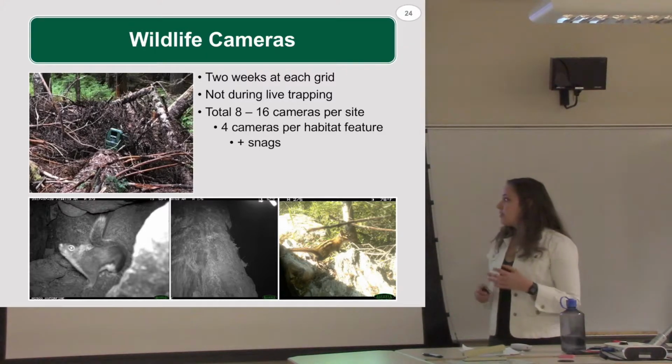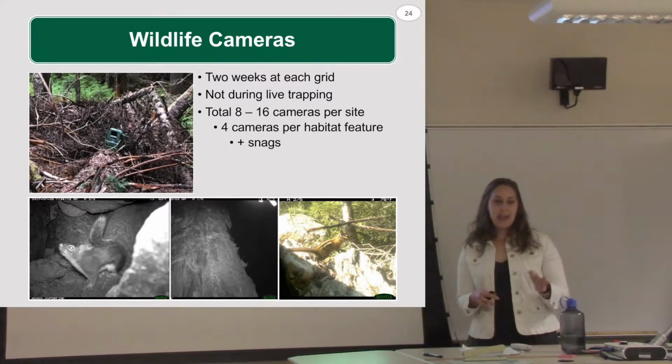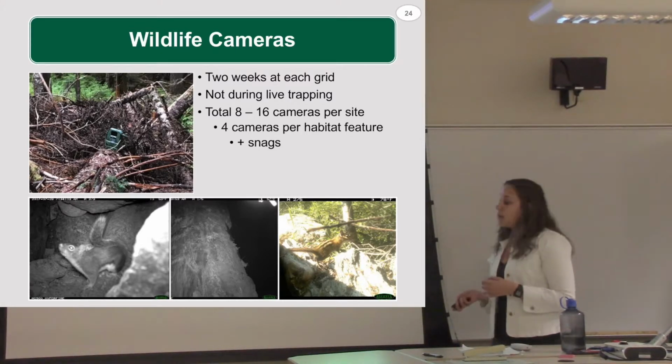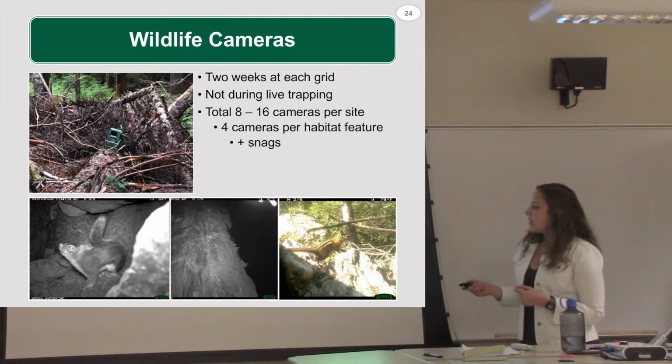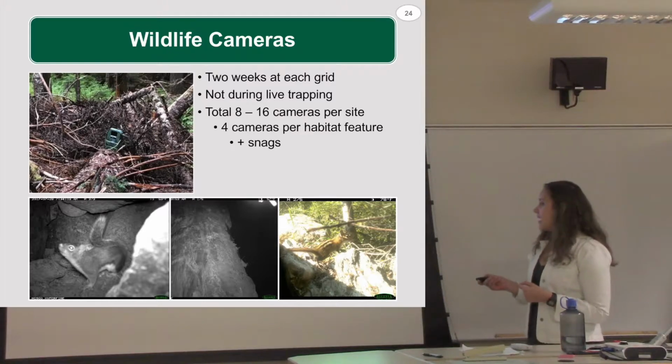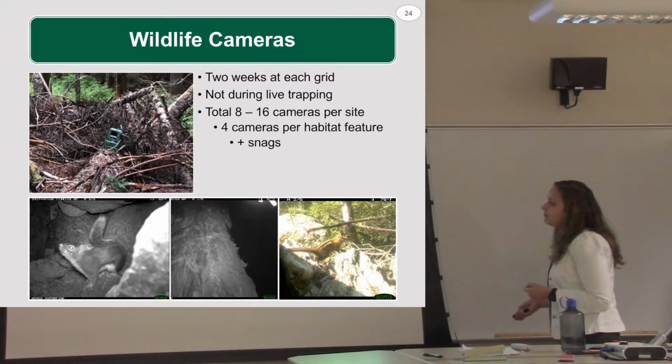We also put some cameras at snags to see if small mammals were using snags. This was our only way to test that. So here is a Douglas squirrel at a rock pile. The only animal we caught on a snag was a deer mouse running up and down a snag at night, and a chipmunk here in a brush pile.